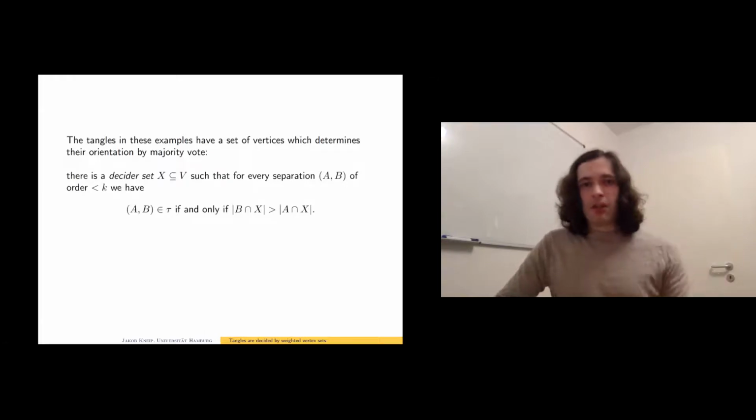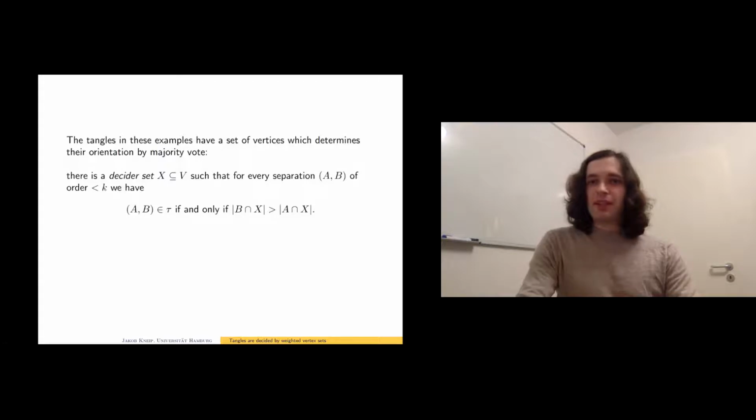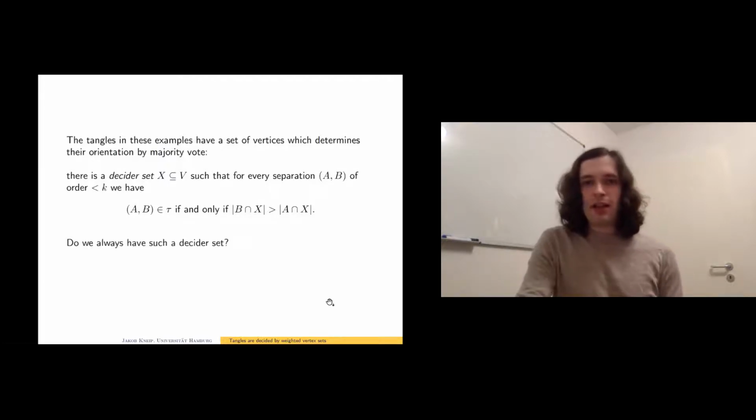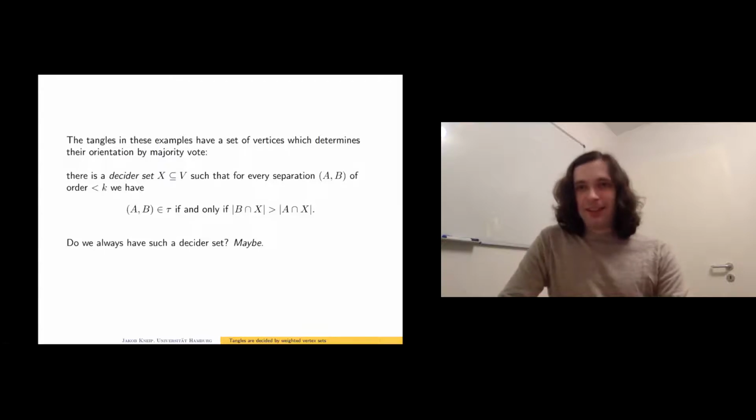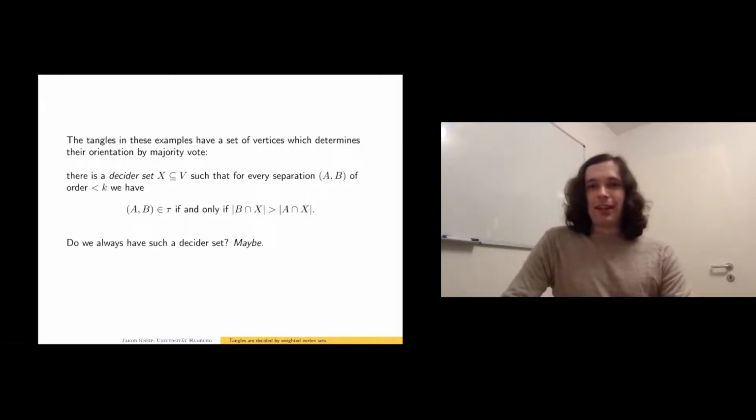And the open question that we're interested in here is whether we can always find such a set x of vertices. So given any tangle in a graph, can we find a set of vertices such that the big side is the side with more vertices of that set? And the answer to that is we don't know. So phrased this way, we don't have a counterexample and we don't have a proof.